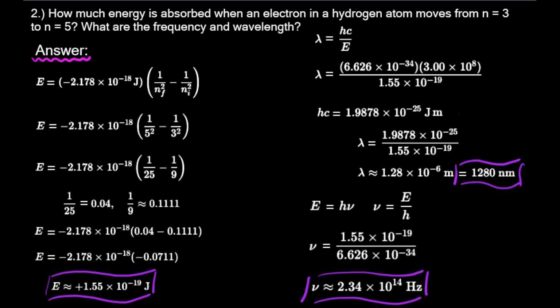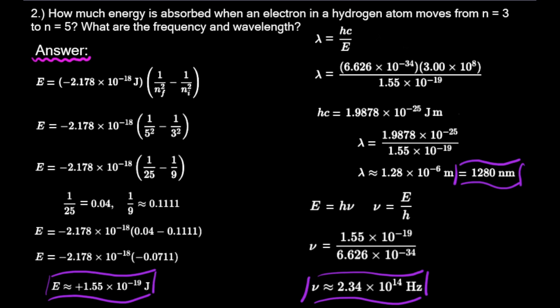Next, we find the wavelength using the equation lambda equals h times c divided by E. When we plug everything in and simplify, we get a wavelength of approximately 1.28 times 10 to the minus 6 meters, which is about 1280 nanometers, placing it in the infrared region. We know this is the infrared region because the wavelength is larger than the wavelength of red light, which is about 700 nanometers.